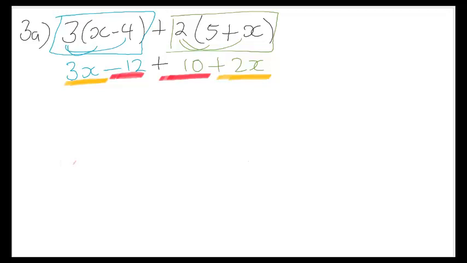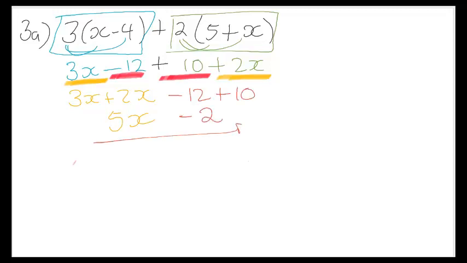Let's do our 3x. So 3x plus 2x ends up being 5x. And then I have my negative 12 plus 10 ends up being negative 2. And that's my final answer for 3a.